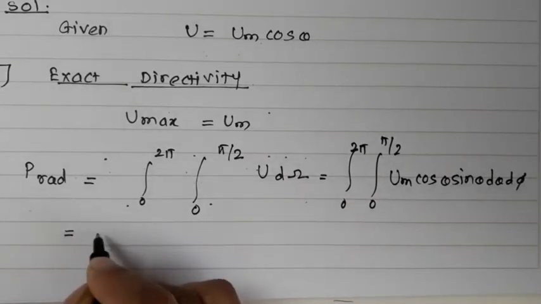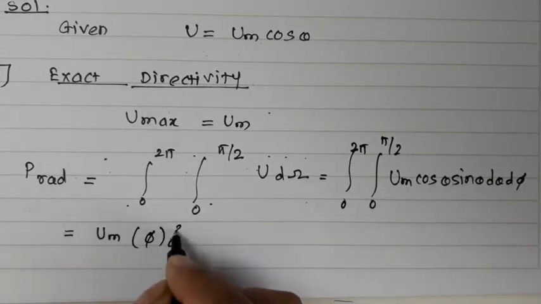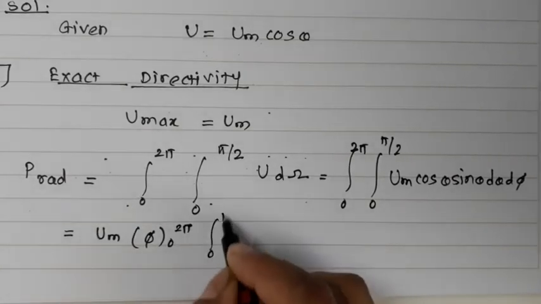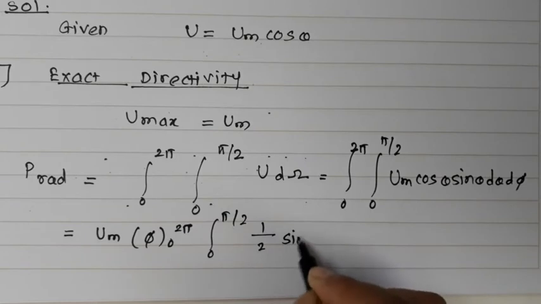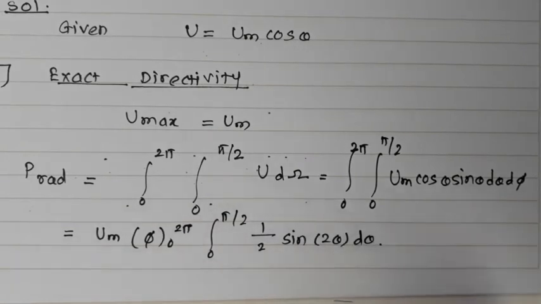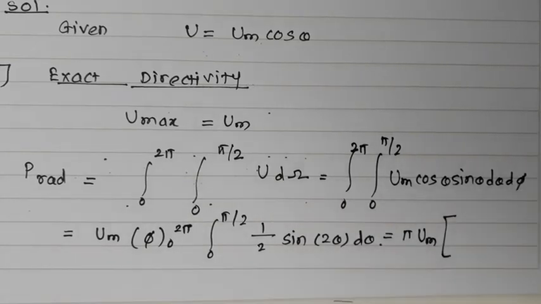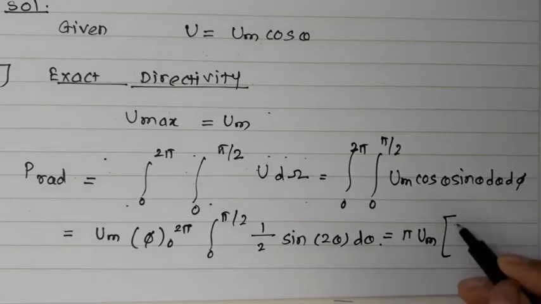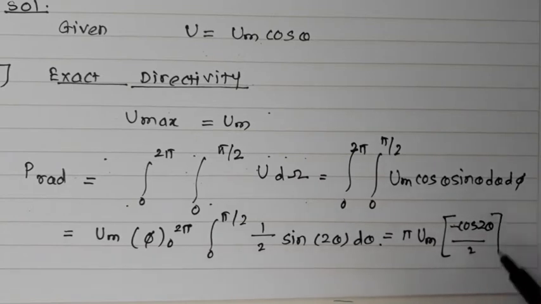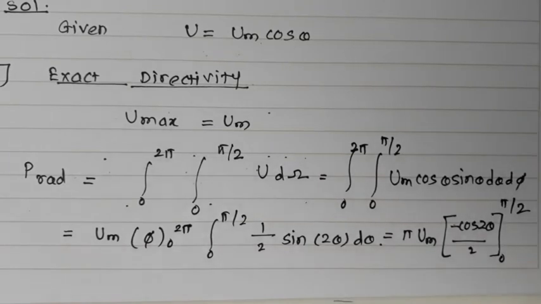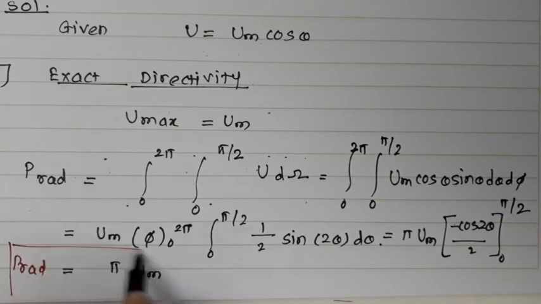So here, further solving, this will be 0 to 2 pi, then 0 to pi by 2, 1/2 sin of 2 theta d theta. So this will become pi Um. Now you can write down the integration. This will become minus cos of 2 theta divided by 2 from the range 0 to pi by 2. If you solve these, you will get the radiated power pi Um. So this is the exact directivity. Now I have got the radiated power here, P radiated is equal to pi Um.